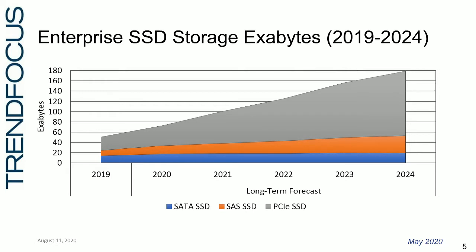SSDs, PCIe did outship SAS and SATA combined. It was just under 2 exabytes actually for the year, so it was a pretty close race throughout the year, but it did edge out SAS and SATA by just under 2 exabytes for the calendar year. So the pendulum has swung.